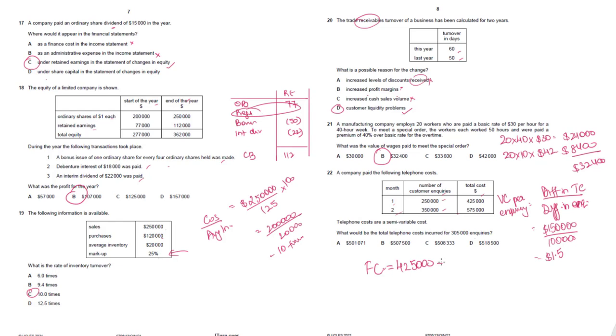So from this, we are going to subtract the variable cost, which will be 250,000 into 1.5. So which is 375. So 425 minus 375, 50,000 is the fixed cost. Now for 305,000, the total cost will be fixed cost plus variable cost, which is 50,000 plus 305,000 into 1.5. So 507,500, which is 22B.